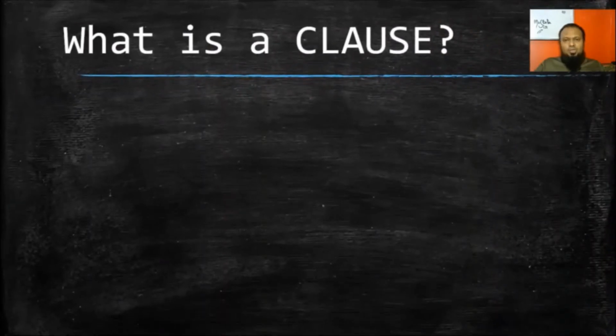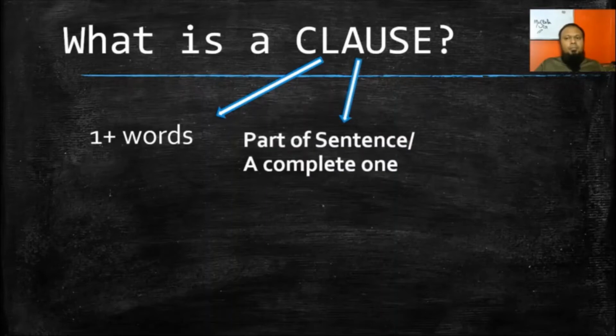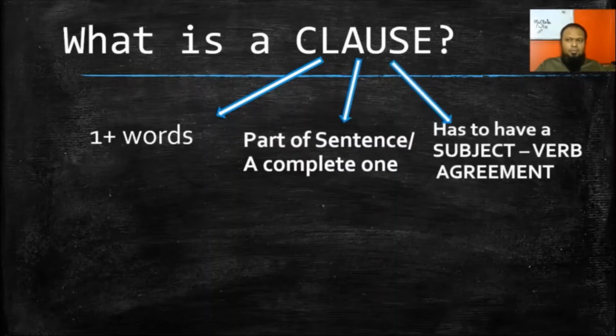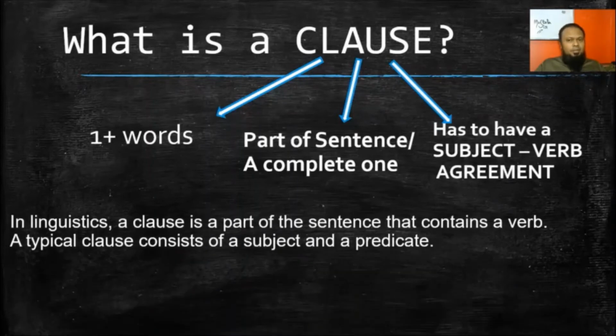Okay, what is a clause? It is one plus words. It is part of a sentence or a complete sentence, and it has to have a subject verb agreement. In linguistics, a clause is a part of the sentence that contains a verb. A typical clause consists of a subject and a predicate.